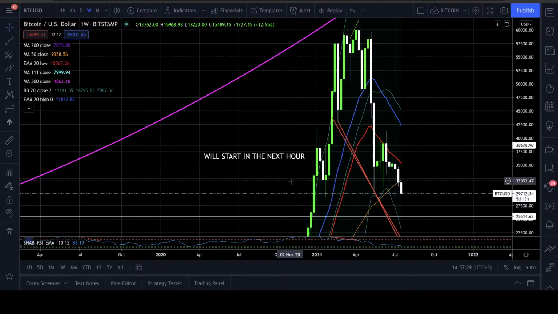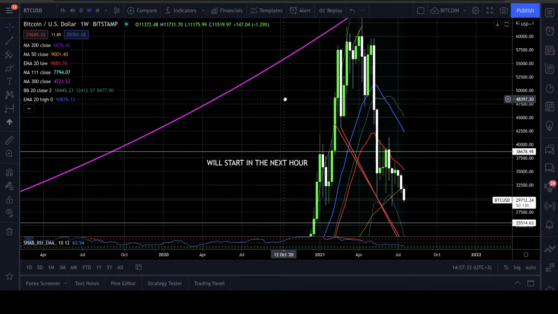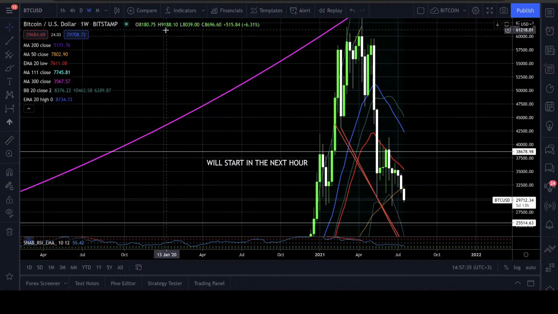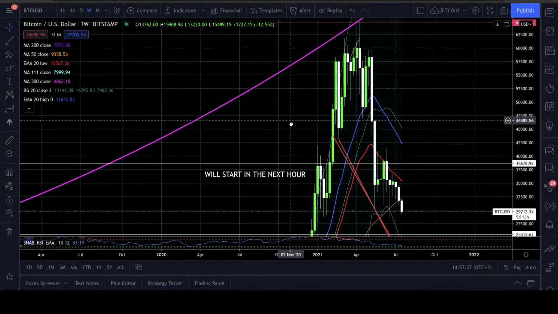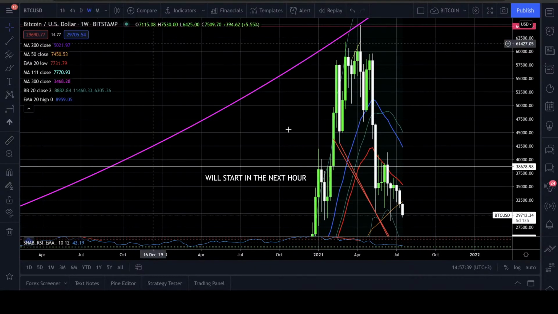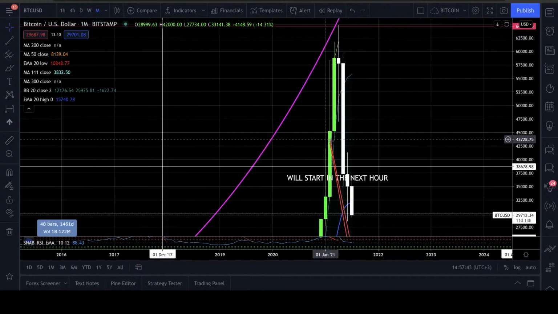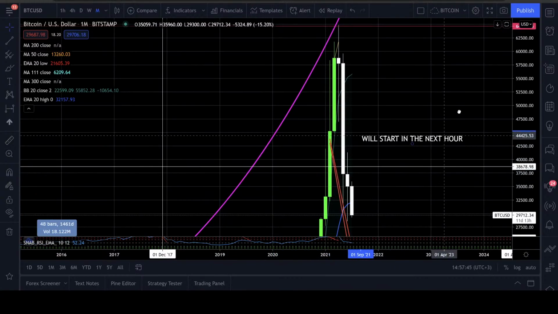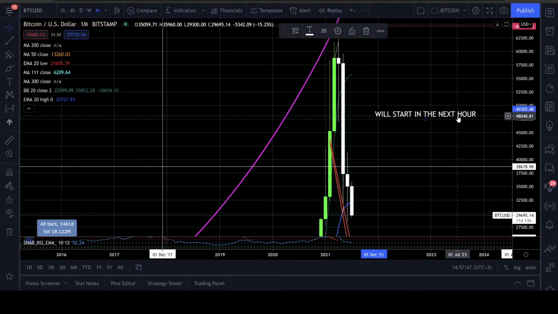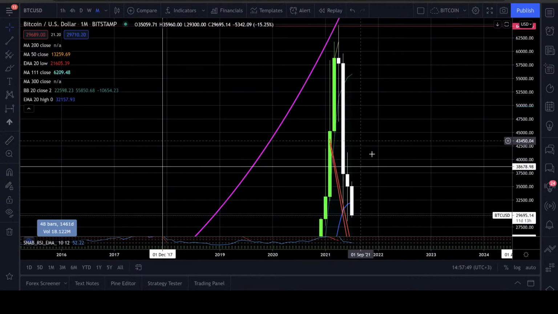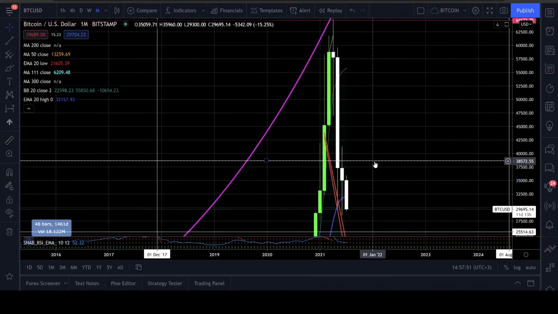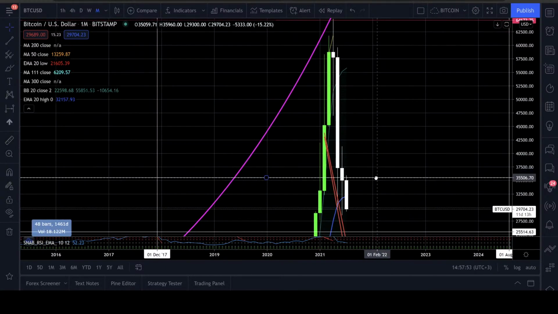Okay guys, I'm gonna start. So let's have a look at the Bitcoin chart. Every time I start looking at the chart, you want to start on the monthly time frame first, and you want to plot your monthly opening price.